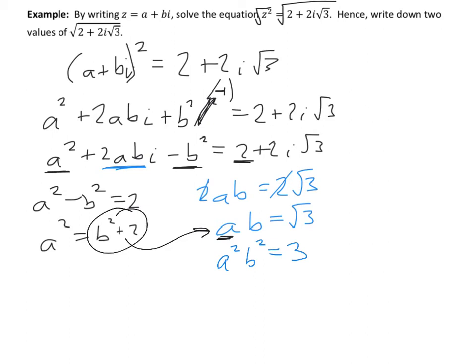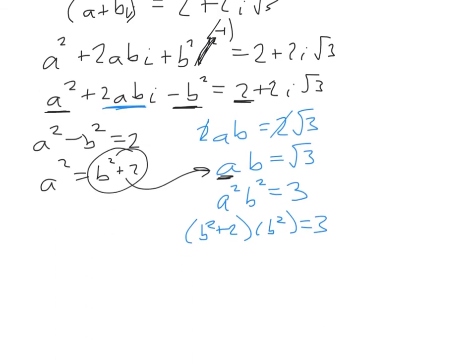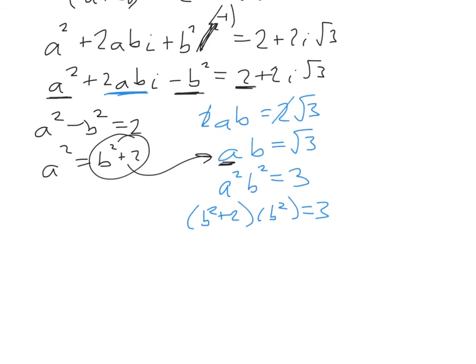And so now let's do what we said we were going to do. Let's take that a squared, or sorry, b squared plus 2, and plug it in. So b squared plus 2 times b squared equals 3. All right, I'm going to need to keep working through this. I generally solve things by getting them equal to 0 and then using the zero product property. So I'm going to distribute this through, get b to the 4th plus 2b squared minus 3 equals 0.